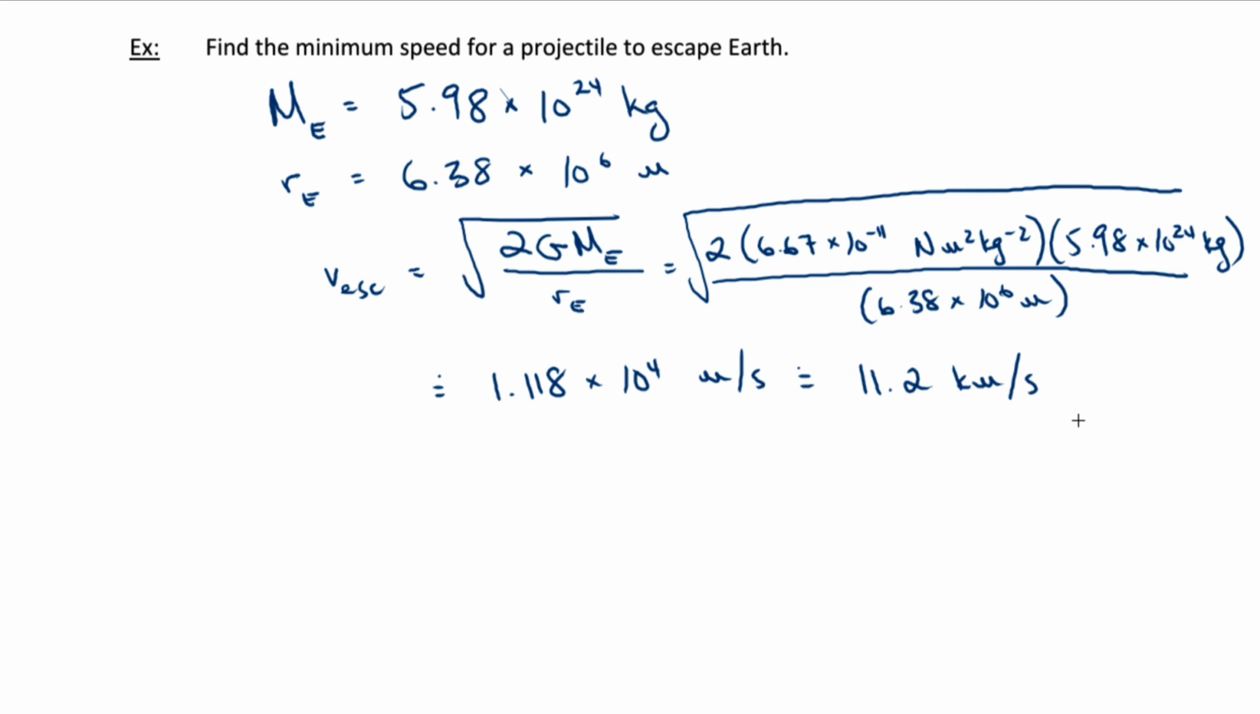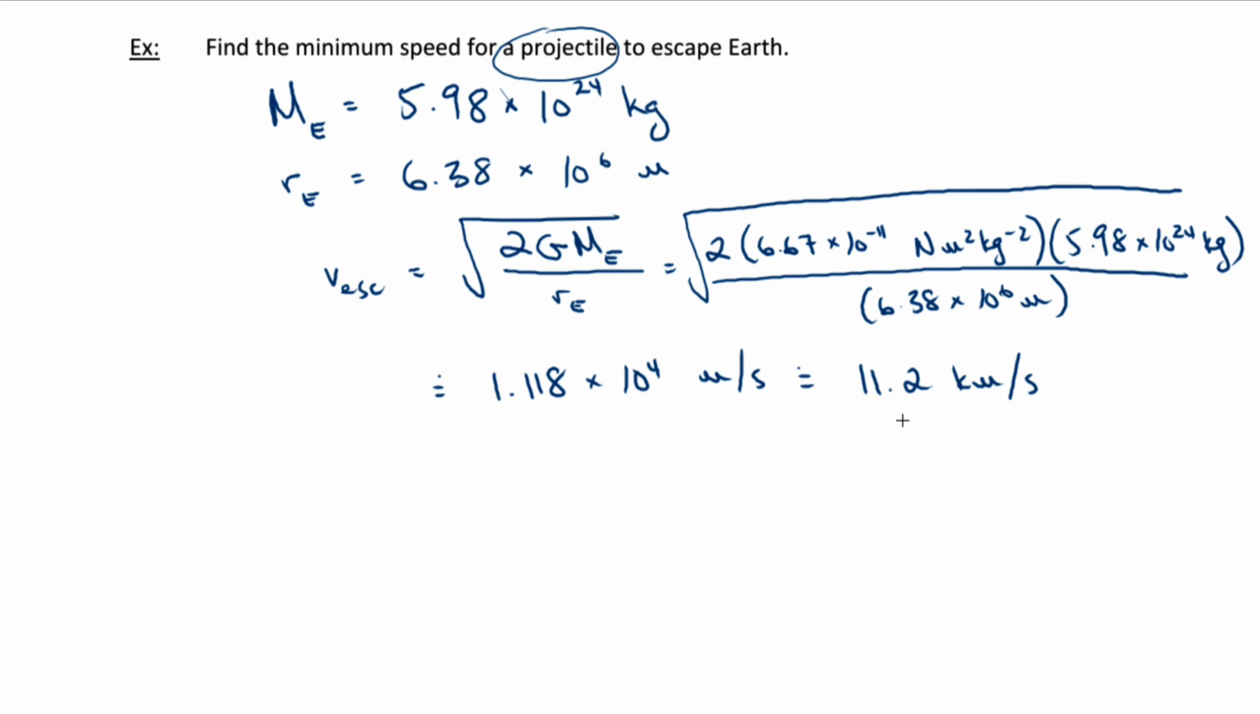Now that seems like a very fast speed. You might be thinking rockets are leaving Earth and are not being pulled back, and they're being shot upwards at much less than that. But remember, this is for a projectile. So in this case, once it's flung or thrown, there's no further force acting on this other than the force of gravity pulling it back down towards the surface of the Earth.